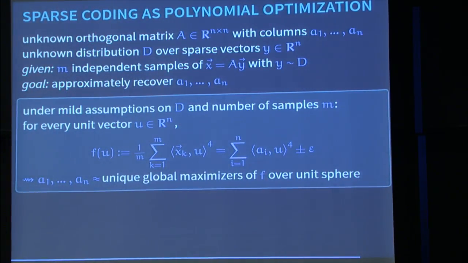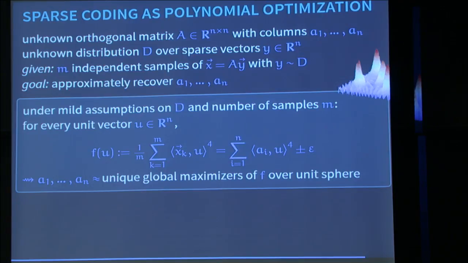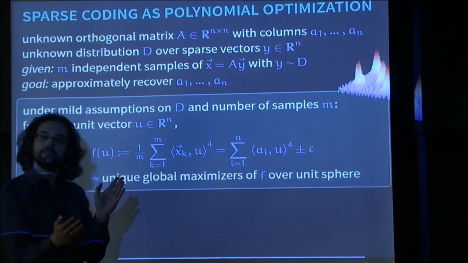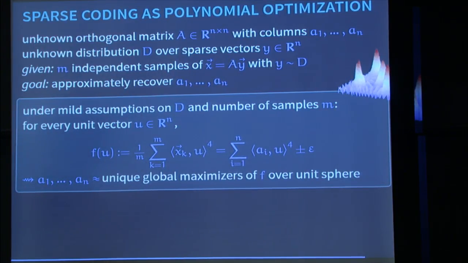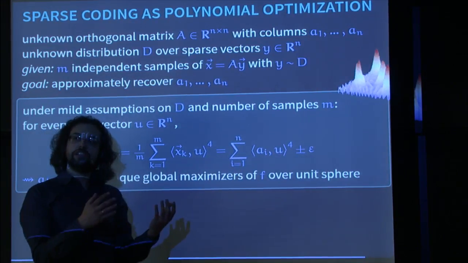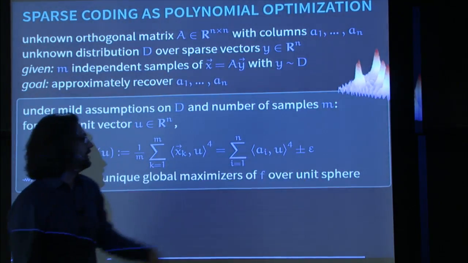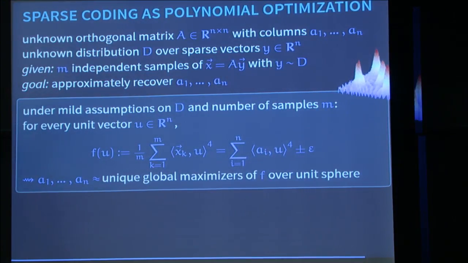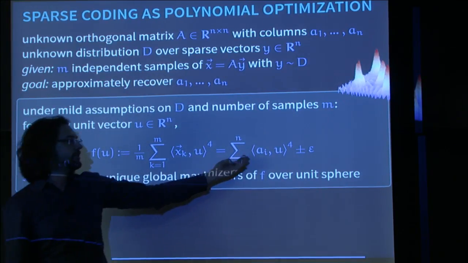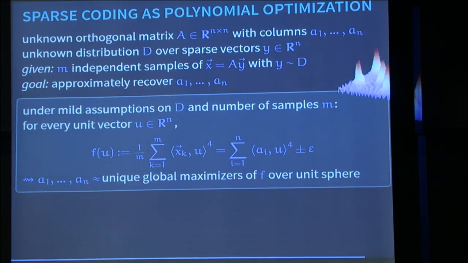Is there some reason that the second moments aren't enough? Yes, the second moments will be essentially constant over the sphere. Maybe let me show you the picture here. If you think about this as a function on the sphere, it looks like there are these separated spikes corresponding to A1 up to An, where this polynomial is large, and everywhere else the polynomial is small. So if you look at this polynomial over the sphere, the place where it's maximized is exactly on the AIs. And then we have this fudge term epsilon here that comes because we don't know this distribution D. So there's some kind of local behavior that we don't understand, but the global behavior is governed by the vectors A1 up to An, and we want to recover those vectors.